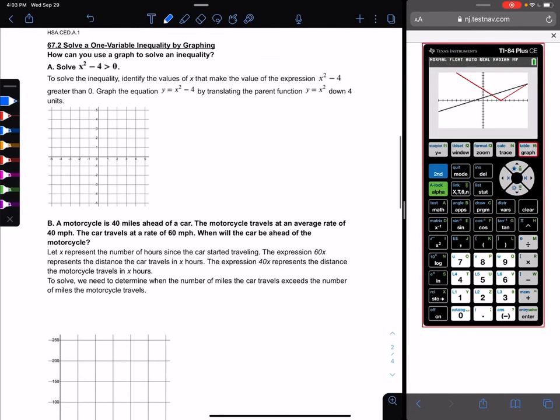All right, here we're going to look at topic 67, example 2, where we solve a one variable inequality by graphing. So the question is, how can you use a graph to solve an inequality? In part A, they want us to solve x squared minus 4 is greater than 0.